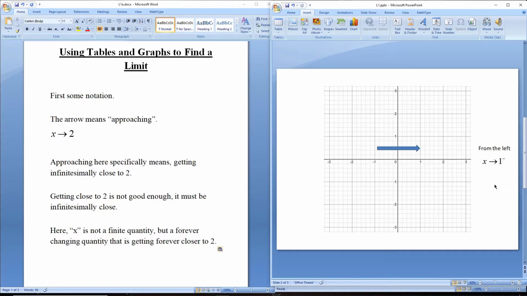And now here the minus sign, that's all it means. It doesn't have any exponential properties. It doesn't mean an exponent. It specifically means here we're going to approach from the left.